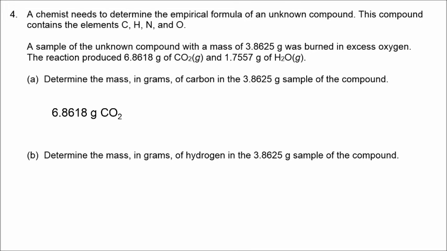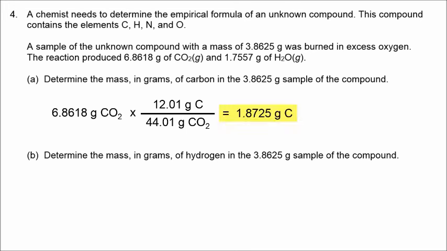6.8618 is the number of grams of carbon dioxide that's produced. Let's convert this into grams of carbon using the atomic mass of carbon and the molar mass of carbon dioxide. And we get 1.8725 grams of carbon. I'm keeping the number of significant figures consistent, so therefore, since there were 5 sig figs in the given mass of carbon dioxide, I have 5 sig figs in my answer.